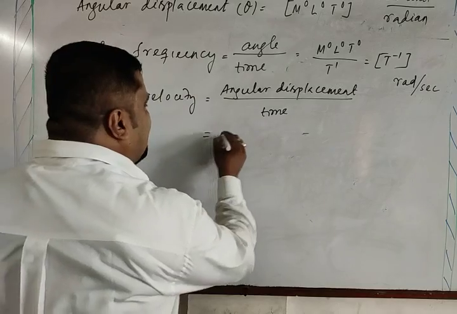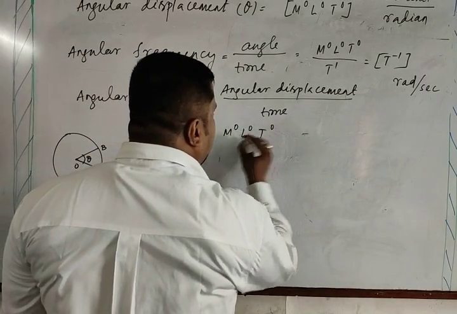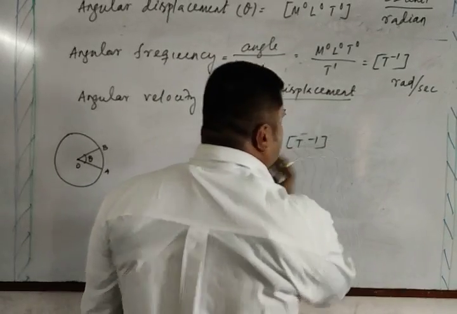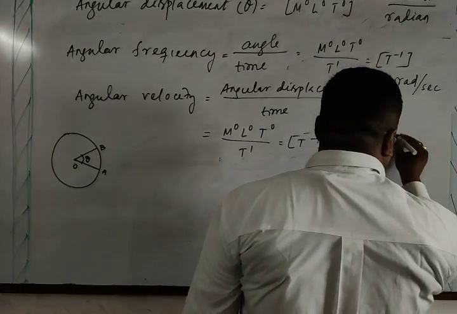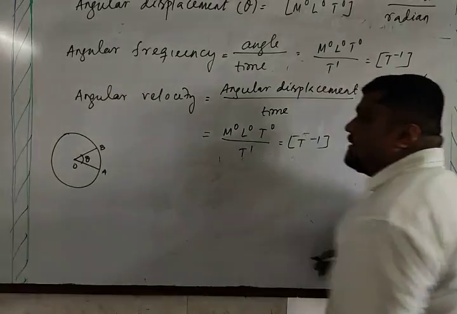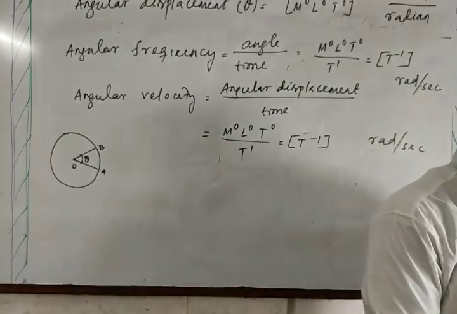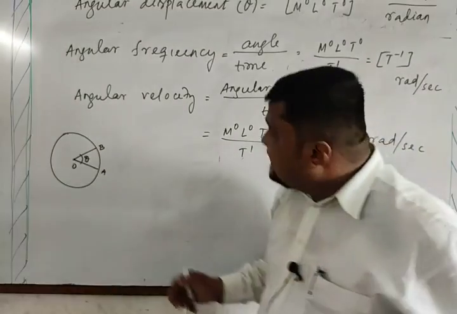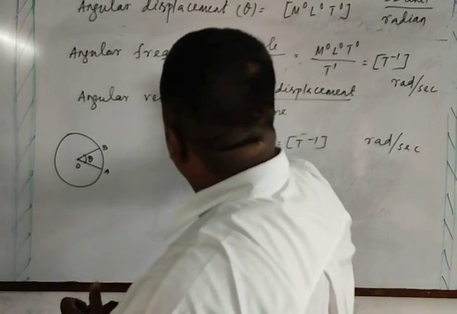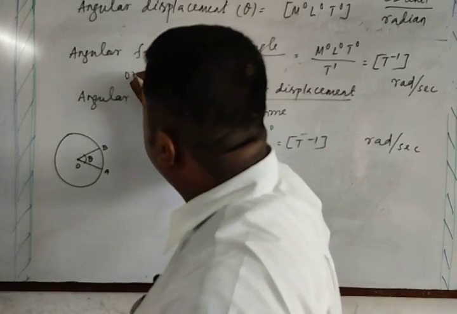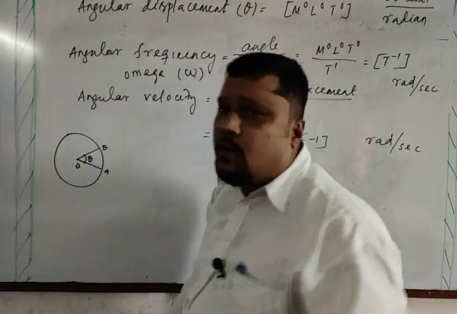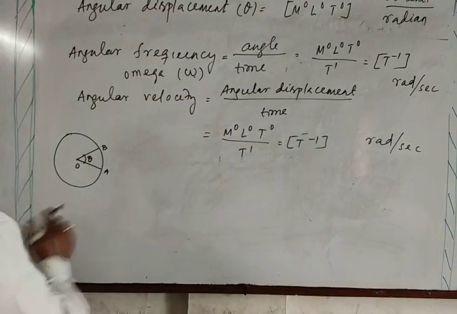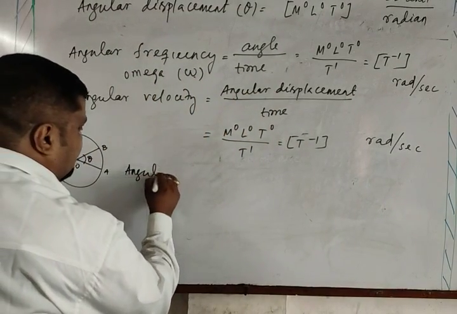So angular displacement means what? M0 L0 T0, time is T1. So if you write this, it is equal to T minus 1, that is the dimension, and the unit is simply radian per second. So both are the same, unit and dimension, angular velocity and angular frequency, right? That is generally written as omega. It is not W, it is omega. Clear? Then the next part, from here again we will go for angular acceleration.